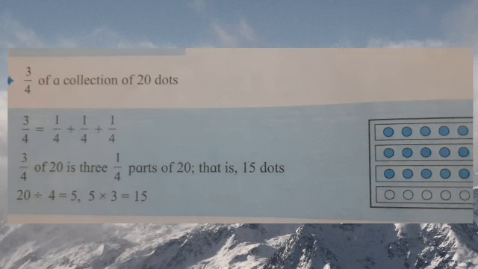Here we have to find 3 by 4 of 20, meaning 3 times 1 by 4 parts of 20. 1 by 4 parts of 20 is equal to 20 divided by 4, that is 5. Meaning 1 by 4 parts of 20 is equal to 5. We have to find 3 by 4 parts of 20. So we have to multiply 3 times 5. That is 3 multiplied by 5 is equal to 15. 3 by 4 of 20 is equal to 15.